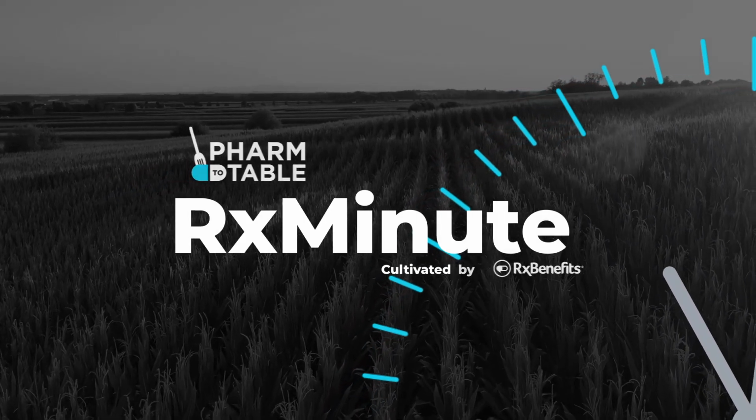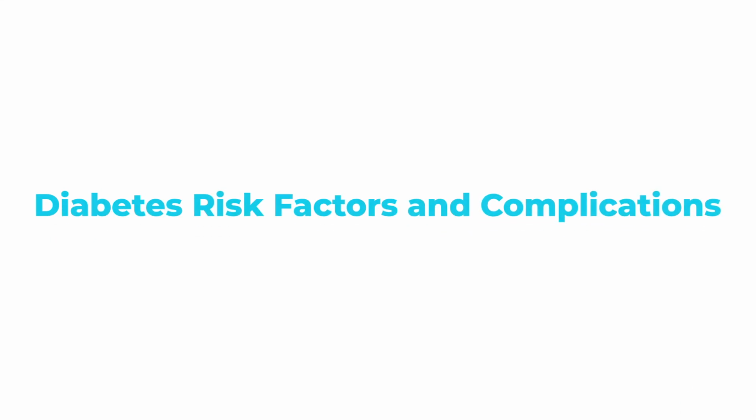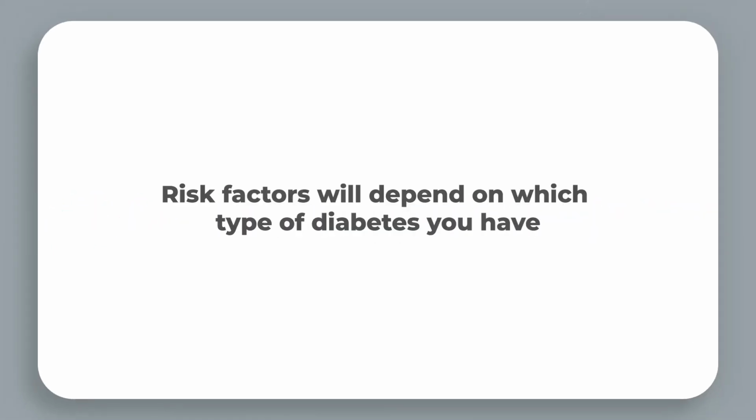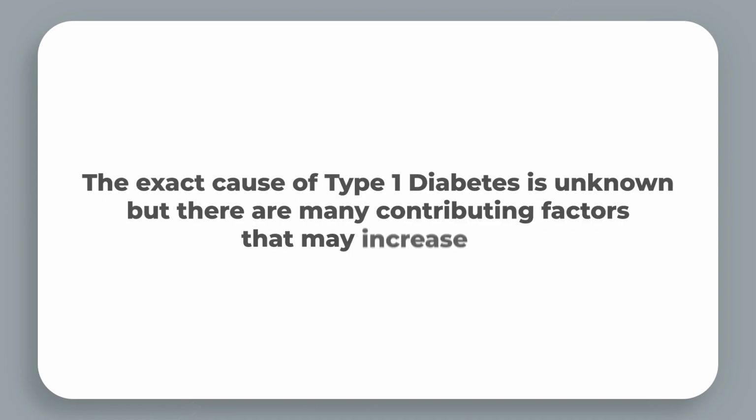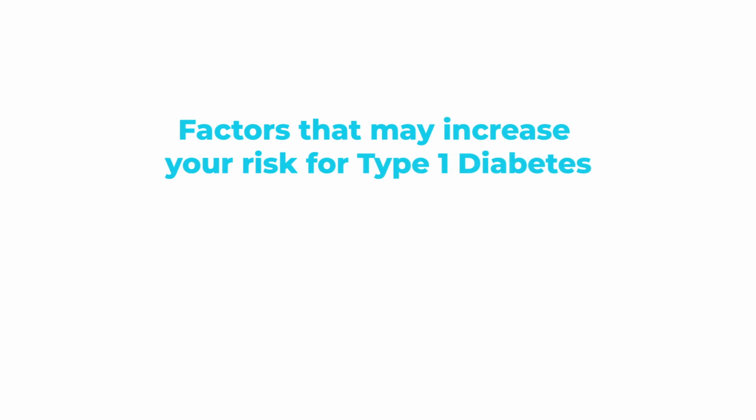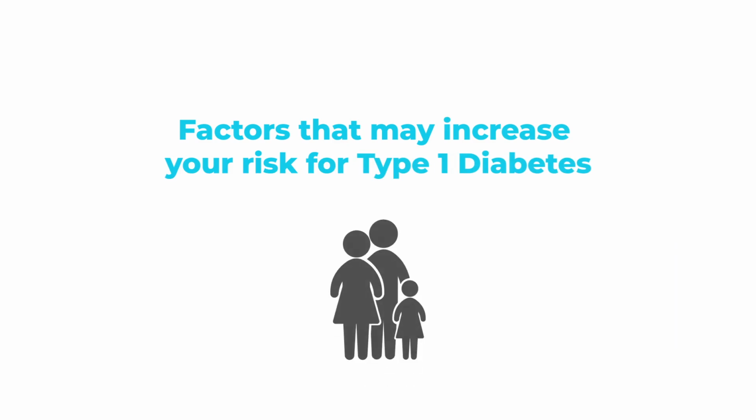In this segment, we'll discuss diabetes risk factors and complications. Risk factors for diabetes depend on the type of diabetes. For type 1 diabetes, the exact cause is unknown, although factors that may signal an increased risk include family history. Your risk increases if a parent or sibling has type 1 diabetes.